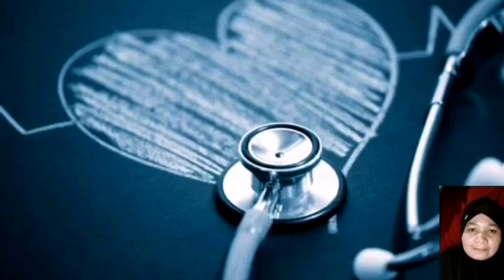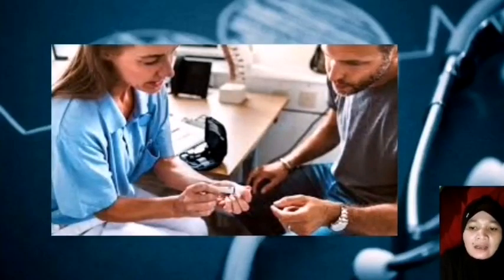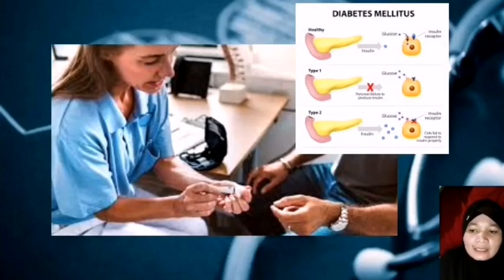Pag sinabi natin random blood test, a blood sample will be taken at a random time and may be confirmed by repeat testing. Regardless of when you last ate, a random blood sugar level of 200 mg per dL, 11.1 mmol/L or higher suggests diabetes, especially when coupled with any of the signs and symptoms of diabetes such as frequent urination and extreme thirst.